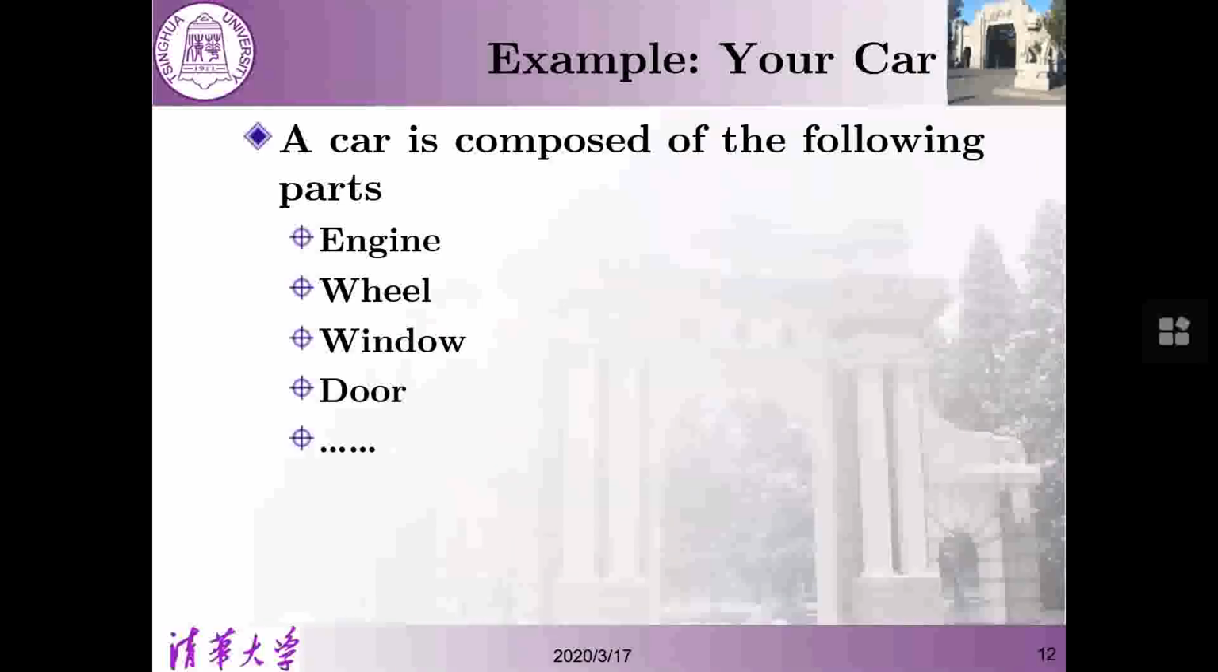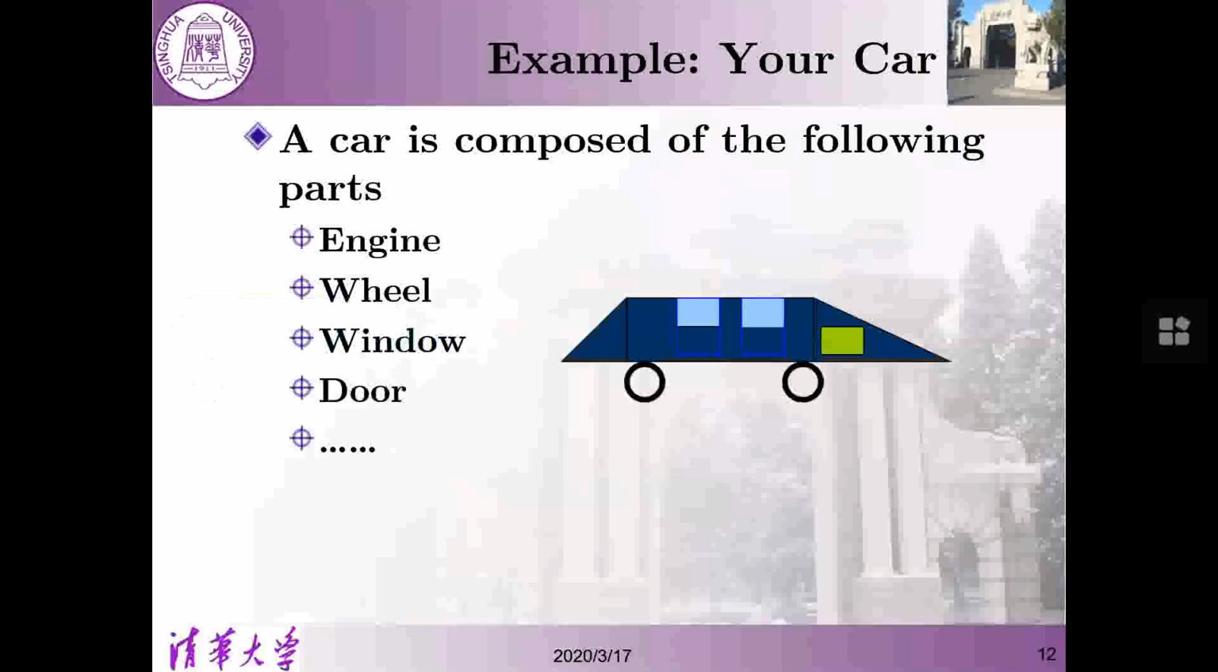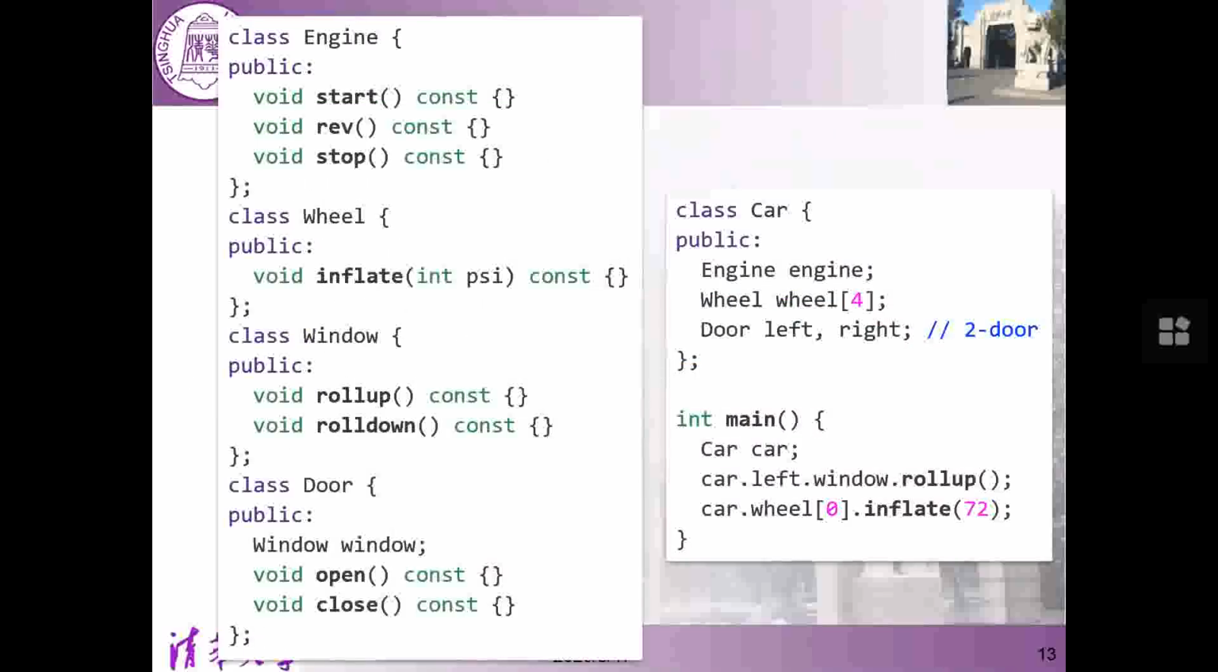So here's an example. We have the class car, and there's some engine, wheel, window and door. These are different classes. Using these classes, we can define a new class that is composed of an engine, four wheels, a left door and a right door. Then we can directly access the left door and the window and roll up like that. Because this is public composition, we can directly access all the objects.